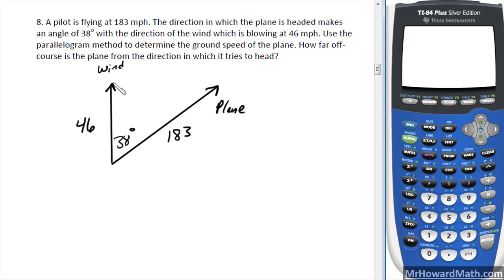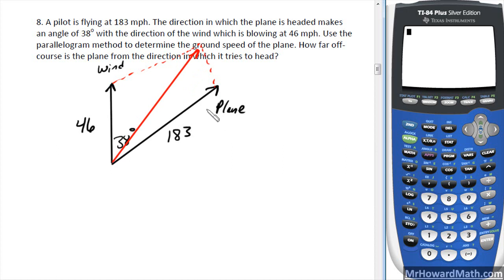Now I make the parallelogram. So I should have moved this down a little bit. I'm going to end up drawing into my text here. That's okay. It's not the best parallelogram, but that's okay. The resultant would be like this. So we're finding this value right here.